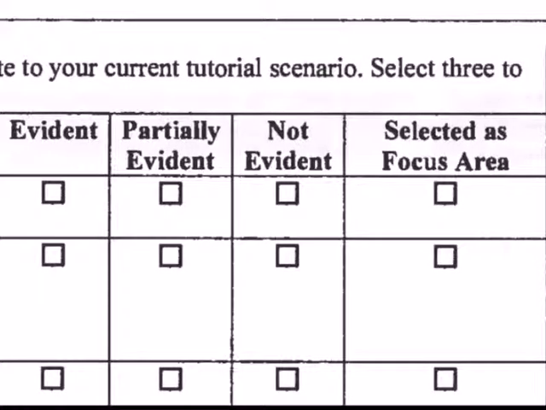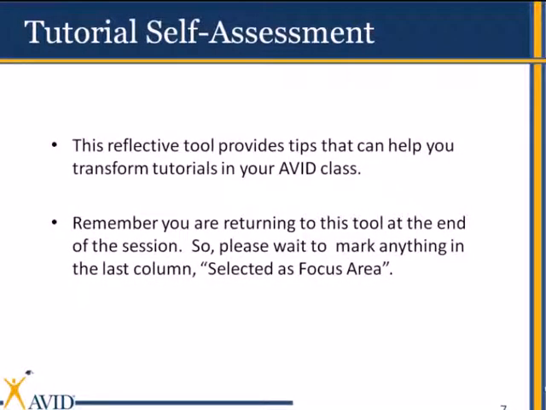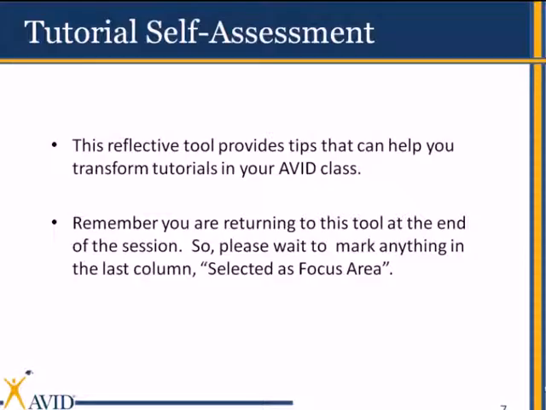Initially, as you use this form, only indicate on the right what is evident, partially evident, or not evident in your current tutorials. We will address the last column later in the session. As this tool is titled, it is for self-assessment. We will be exploring other tools for creating rigor in tutorials during this training. Remember, we will return to this tool at the end of the session for you to see how you should complete the last column, selected as focus area.